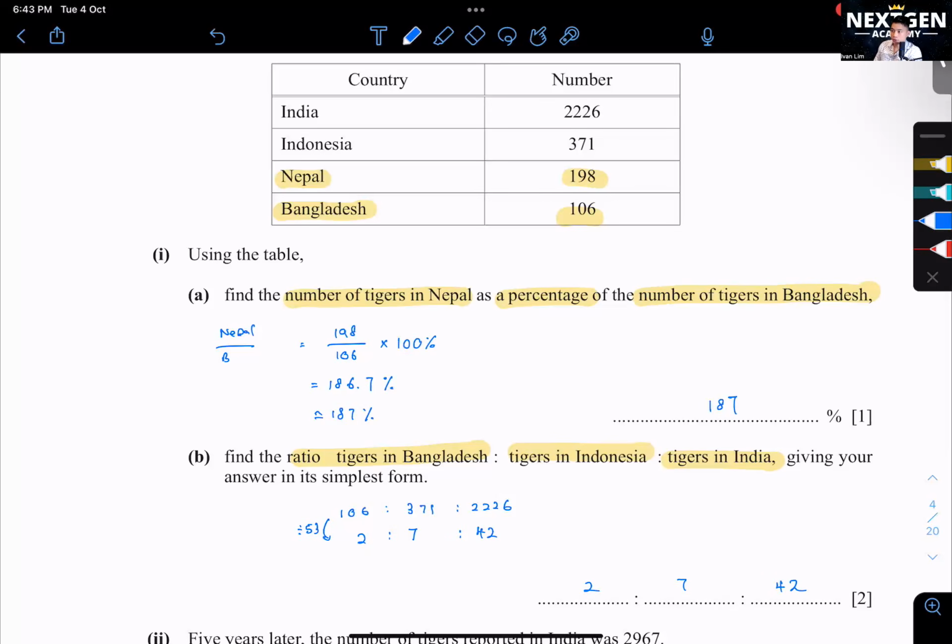Or you can do your LCM method. Can you all do your LCM method? So you see 106 divided by 2, right? You can probably start with this, okay? Because you see 53, right? You cannot get the 53. So you try and see. You just got to try and see.